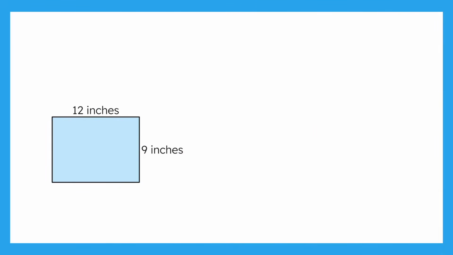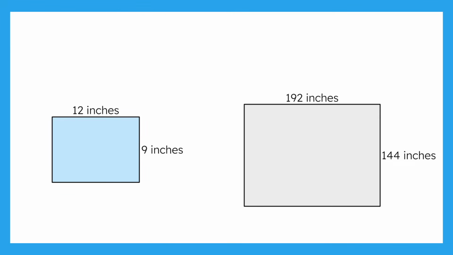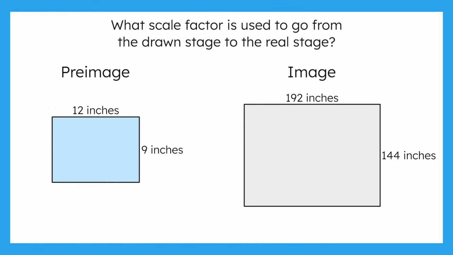Okay, so in my blueprint drawing, I decided to include a stage for performances. The stage in my plan measures 9 inches by 12 inches. In real life, the stage will measure 144 inches by 192 inches. If the drawing is our pre-image and the real-world stage is our image, what scale factor is used to go from the drawn stage to the real stage?